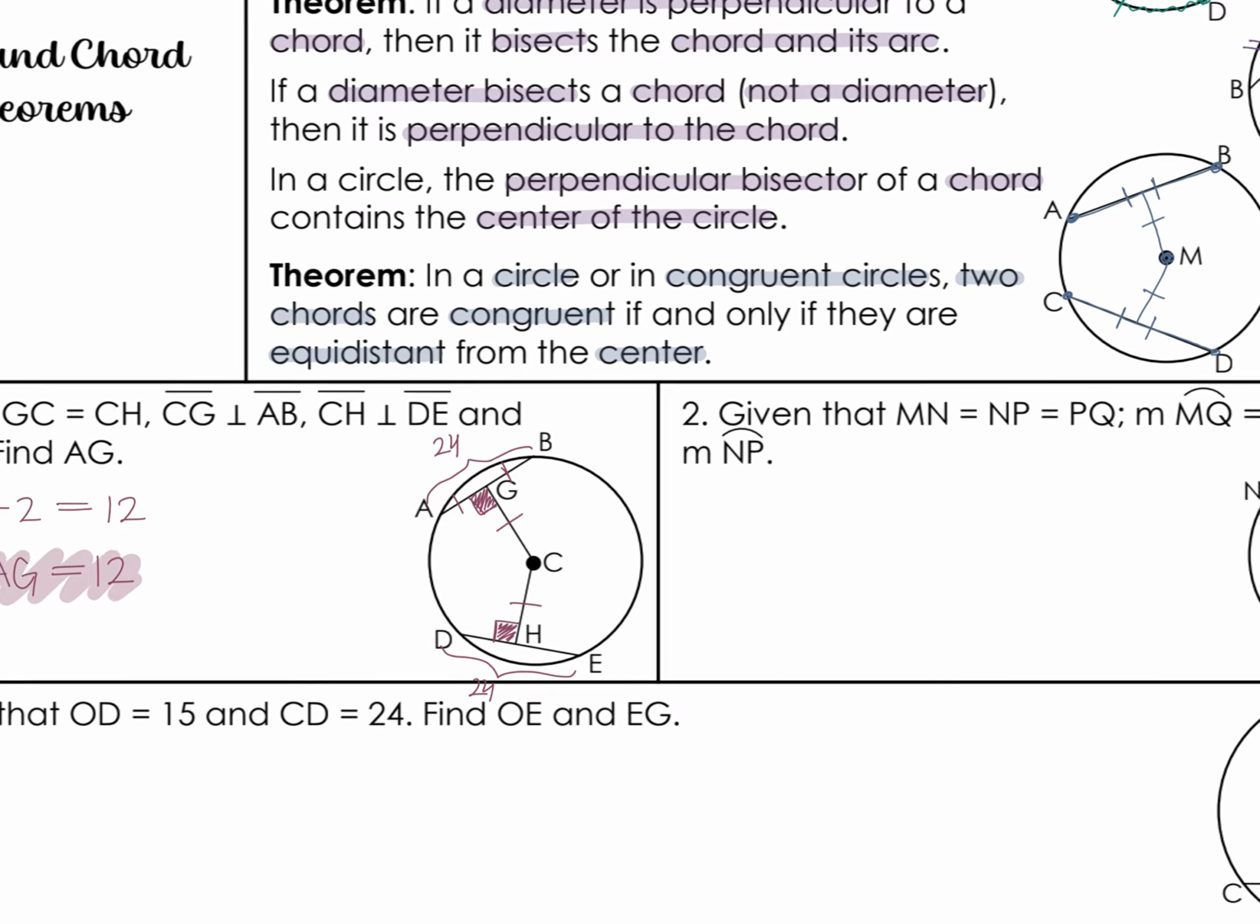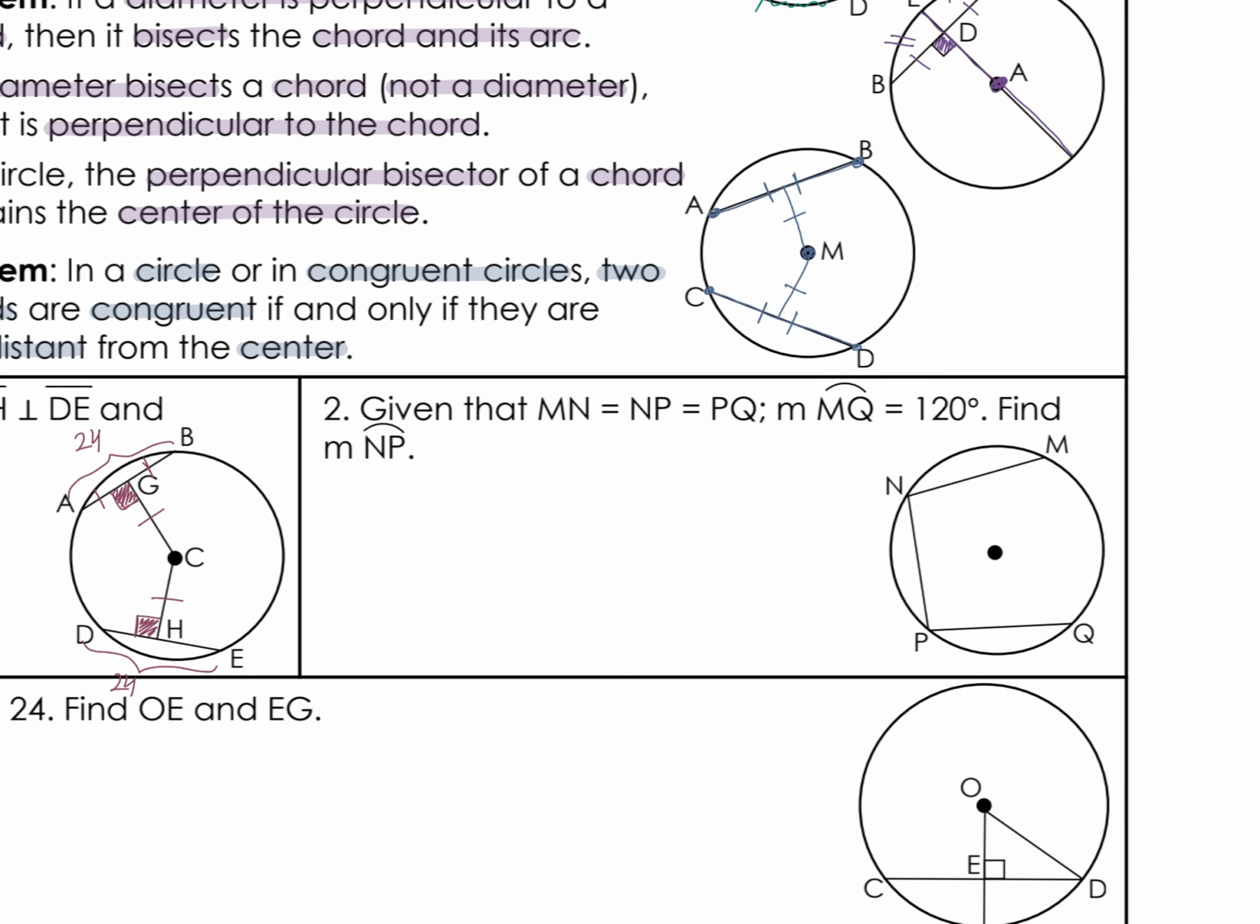All right, now let's move into number 2. So for number 2 here, we're given that MN is congruent to NP, which is then congruent to PQ. We're also given that the measure of arc MQ is 120 degrees. I want to find the measure of arc NP.